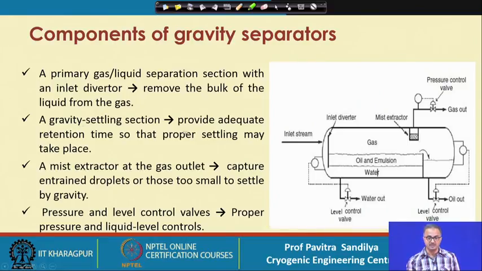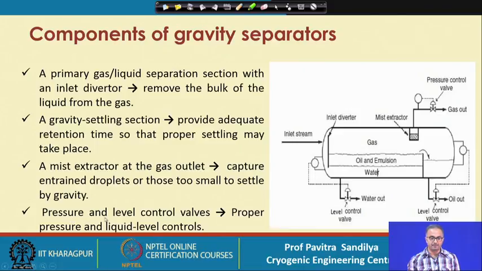Then the gravity settling section. Here, depending on their density differences, we will find different types of zones being formed. Gas is lightest, so it will be staying at the top. Water, the heaviest, will be staying at the bottom. And then we have the mist extractor at the gas outlet. What is it doing? It is trying to reduce the entrained liquid going out with the gas. So if any kind of oil is there with the gas, it will be retained by the mist extractor.